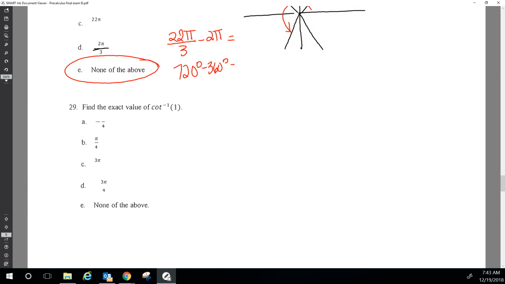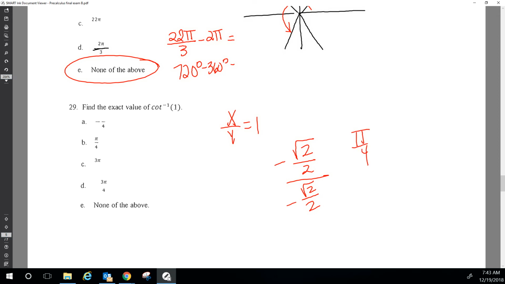All right, number 29, find the exact value of cotangent inverse of 1. So I want to know, where is my cotangent 1? Where is x over y equal to 1 on the unit circle? For x over y to be 1, I need both x and y to be the same thing. That only occurs at one place on the unit circle, where we have square root of 2 over 2 and square root of 2 over 2. That would be at pi over 4.